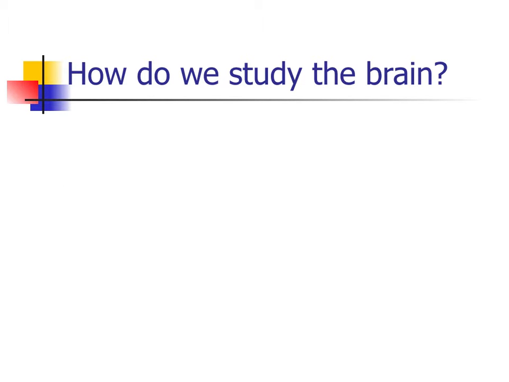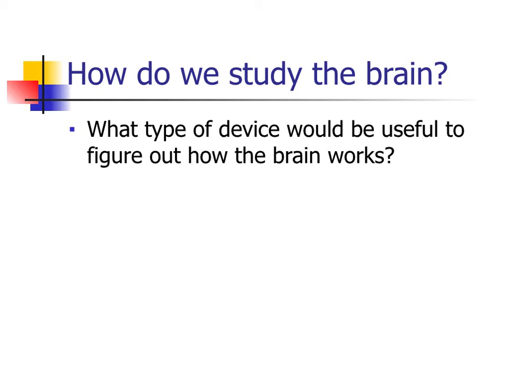So how exactly can we study the brain? The first place to start is to think about what you know about the brain and what kind of device might be useful for figuring out how the brain works. What would you want this device to measure? Well, if you think back to the book and your readings and to the earlier lecture in this module, remember that the brain has different kinds of signals. There's an electrical signal and a chemical signal. We need to figure out how to measure those.